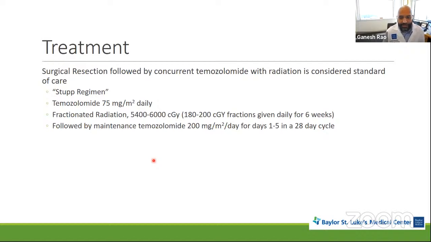Despite this vast knowledge or understanding of the biology of these tumors, treatment for this particular tumor type has not changed significantly in the last, I would say, 15 years. The standard of care in the United States right now has generally been surgical resection when possible, followed by concurrent radiation and temozolomide, the so-called Stupp regimen, which you can see here. There are some variations to this. For older patients, we tend to shorten the radiation course. So instead of 6 weeks, we'll do 4 weeks. There have been at least two clinical trials worldwide looking at the addition of Avastin or bevacizumab, not only for newly diagnosed patients, but also for recurrent disease, and they have not shown any significant survival advantage for those patients.